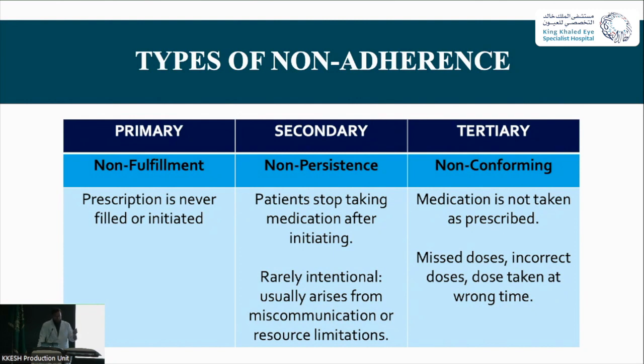And the third type of non-adherence, which is generally classified as tertiary, which is non-conforming, means medication is not being taken as prescribed. This could be a missed dose, or a wrong way of administration, such as with a subcutaneous injection, not taking it at the right angle or at the right time. And we have seen literature where patients have taken weekly doses as daily doses because they could not understand.